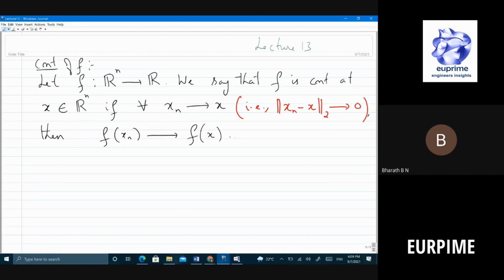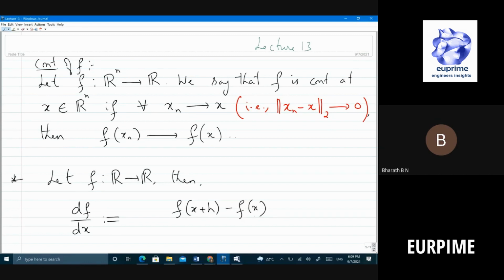Now the second notion that we need in optimization is the derivative. Let's look at the derivative for a simple f from R to R itself. How do you define df by dx? This is defined as you look at f of x plus h, subtract f of x, divide by h, and then take the limit as h tends to 0. That is the definition of a derivative. This is a recap; I'm sure all of you know this.